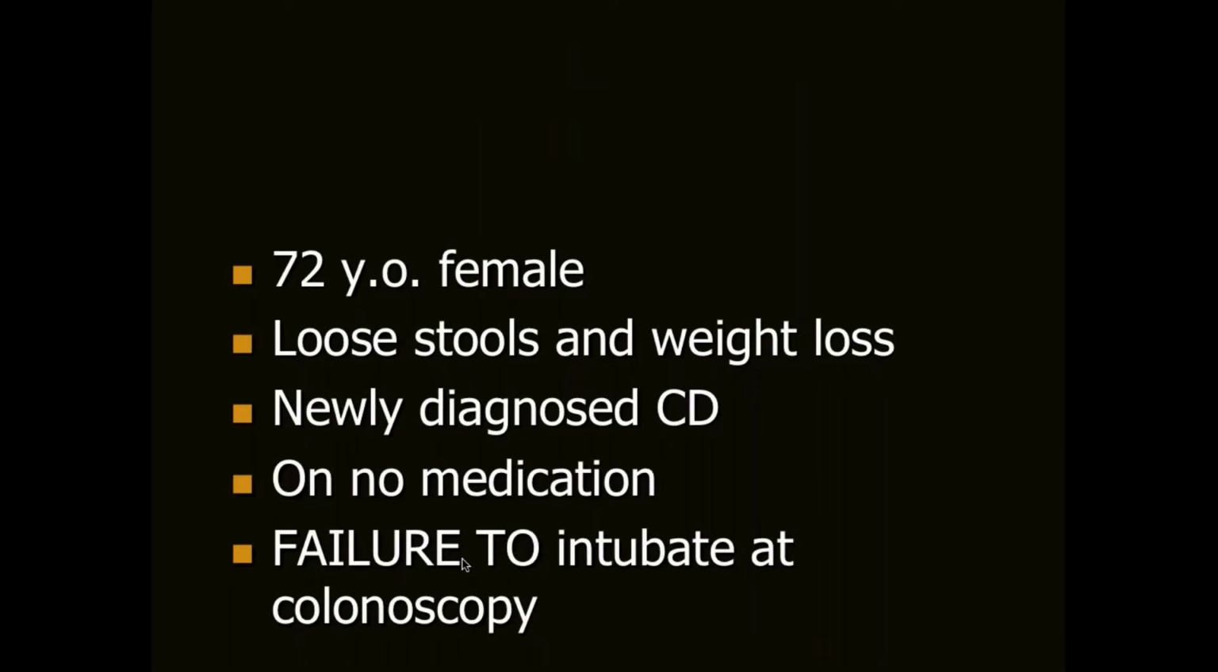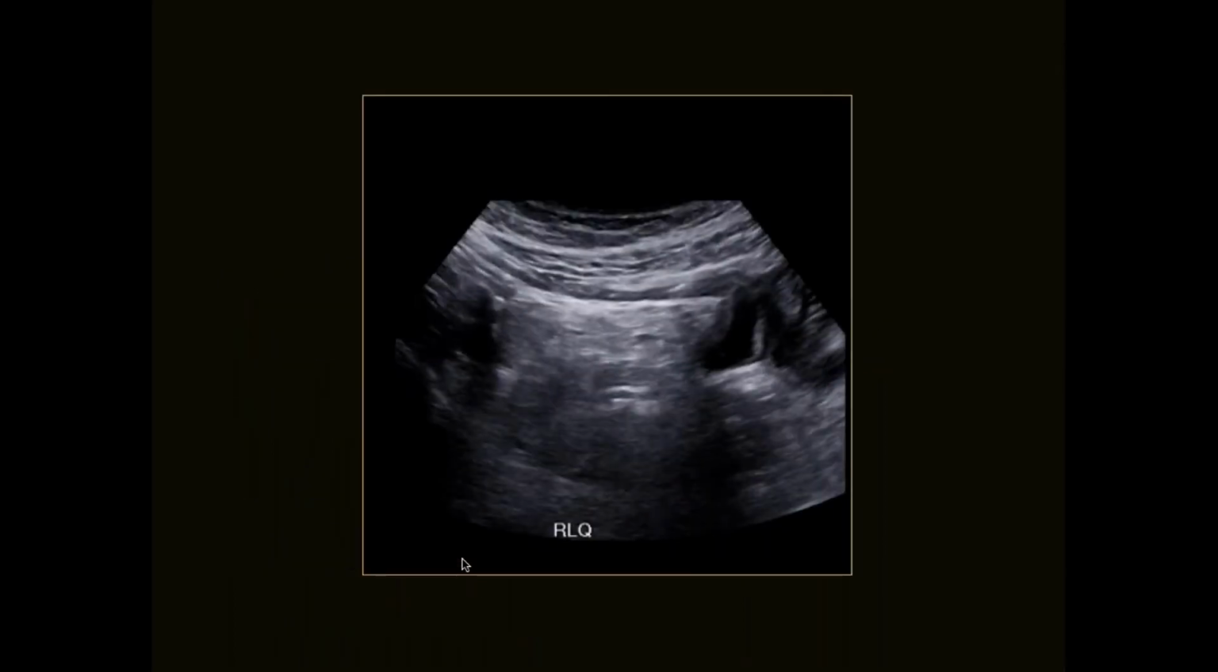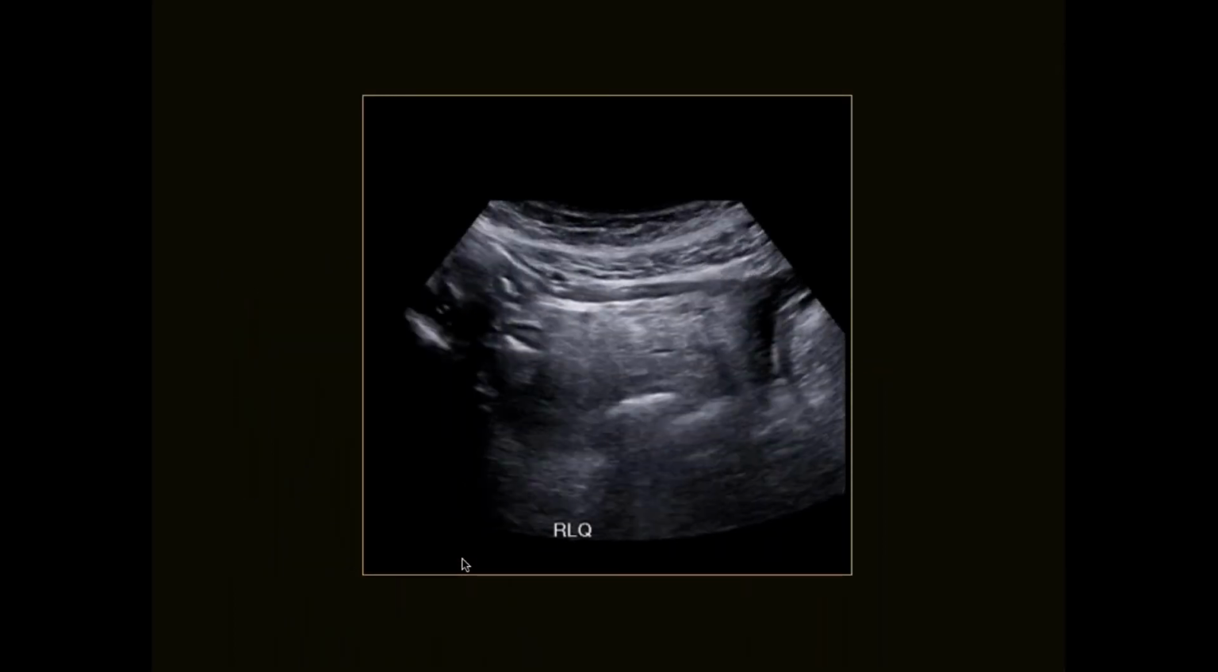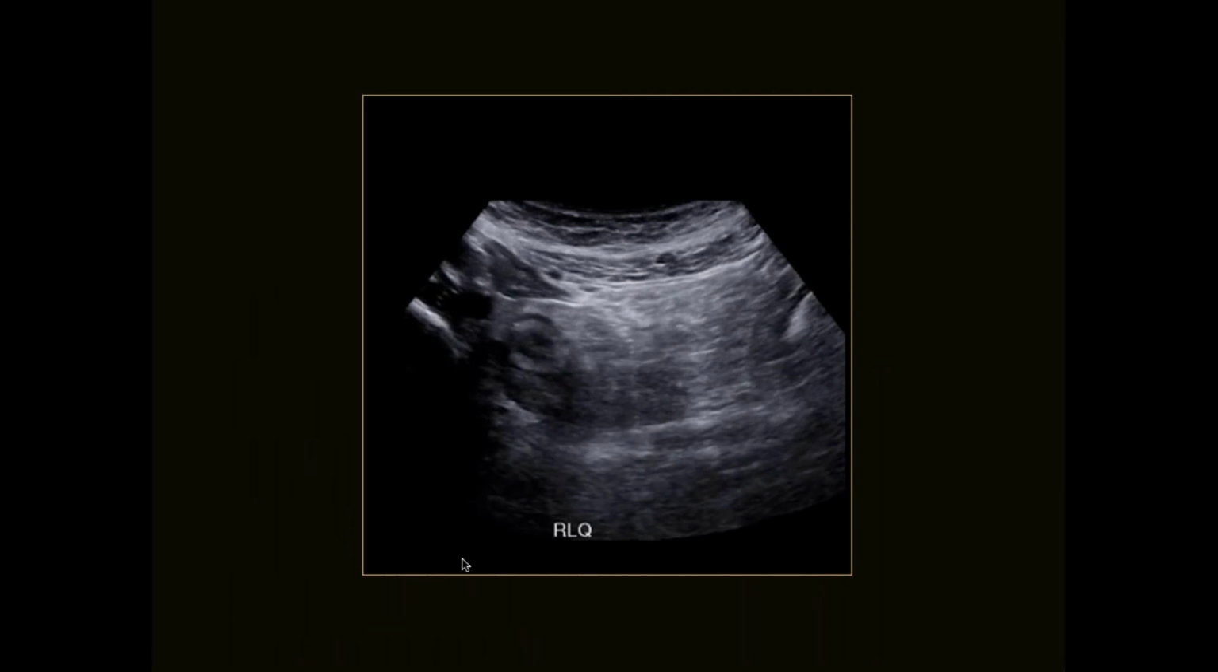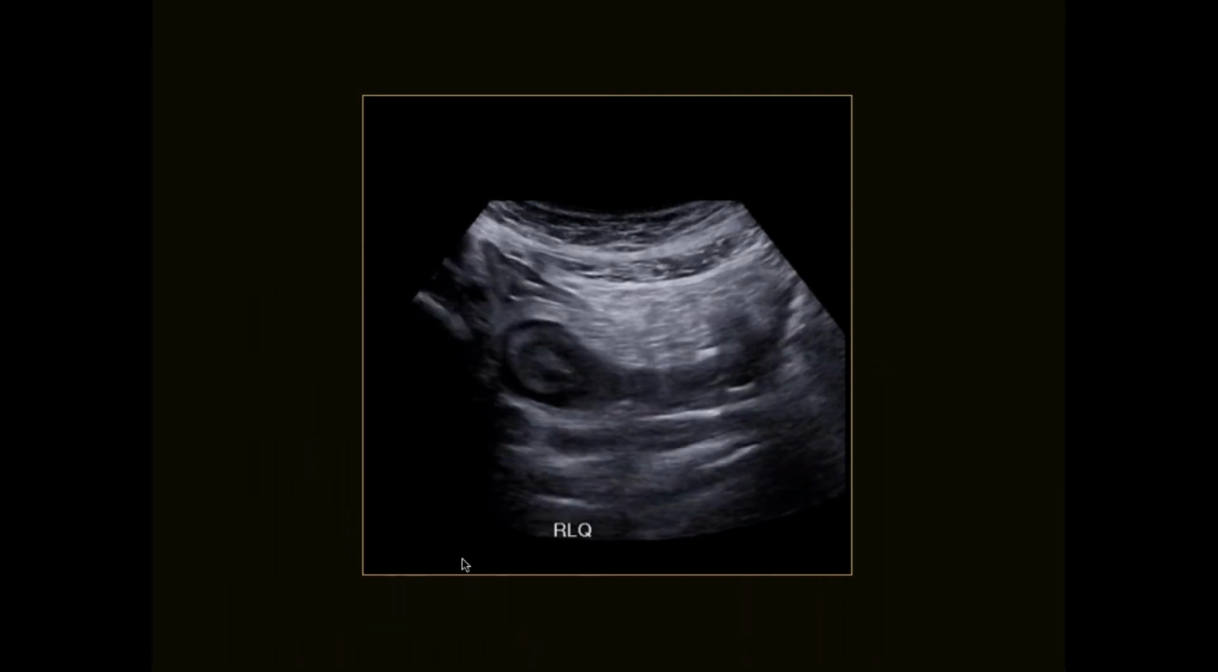So let's look at another patient. This is a female patient we saw recently. She presents with loose stools and weight loss, and she has a newly diagnosed Crohn's disease at 72 years of age. She's on no medication, and her initial colonoscopy encountered a failure to intubate her ileocecal valve. So she comes to us for us to assess the status of her terminal ileum.